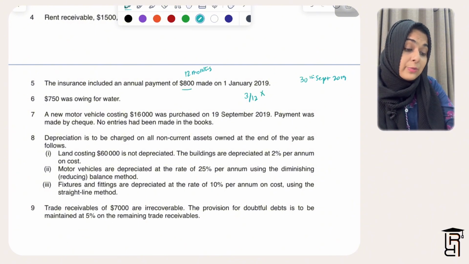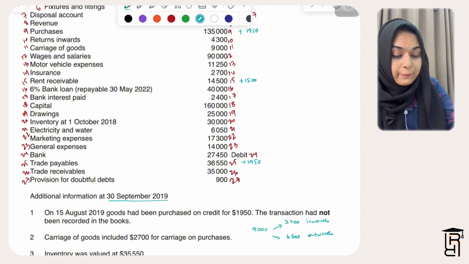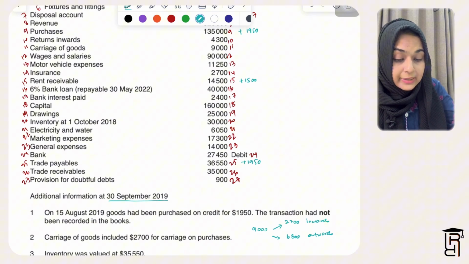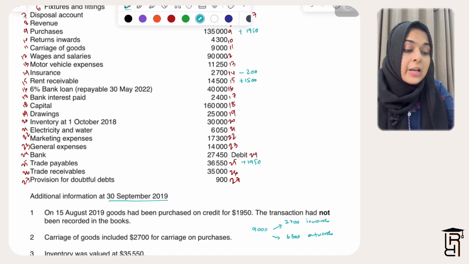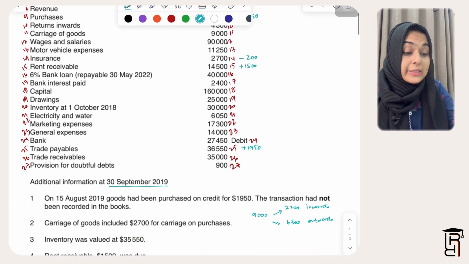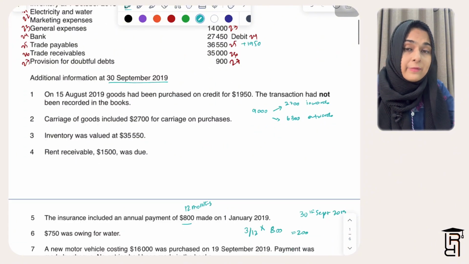So 3 divided by 12 multiplied by 800 will give me 200, which is insurance prepaid, which I need to subtract from my insurance here, that is the 14th value here. So I'll write here minus 200. So in my income statement I will write 2,500 as insurance, because 2,700 minus 200 is 2,500.